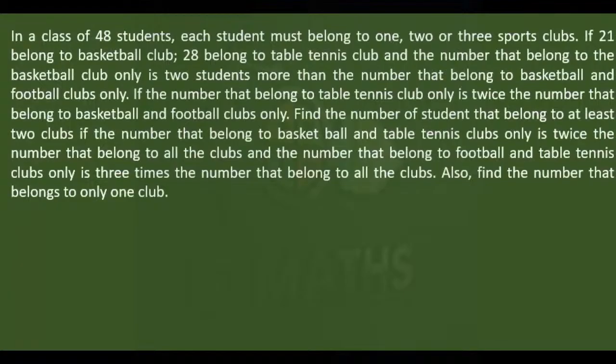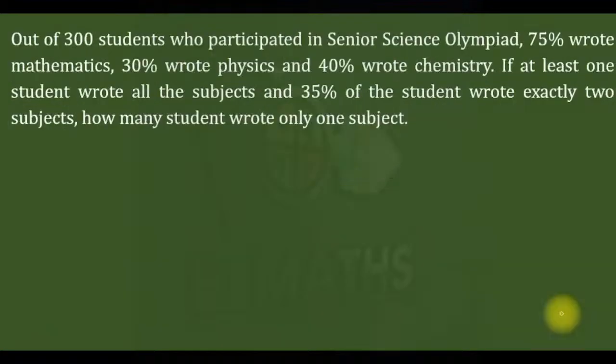Thank you. Okay, they said out of 300 students who participated in Senior Science Olympiad, 75% wrote mathematics, 30% wrote physics, and 40% wrote chemistry. If at least 1 student wrote all the subjects and 35% of the students wrote exactly 2 subjects, how many students wrote only 1 subject? Okay, the first thing I have to do is draw a Venn diagram.